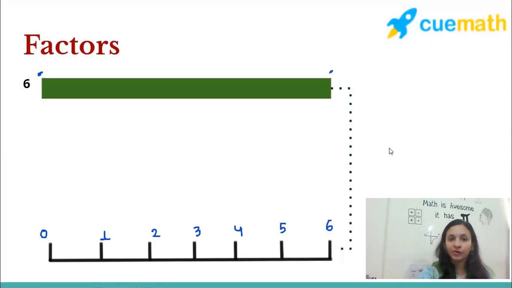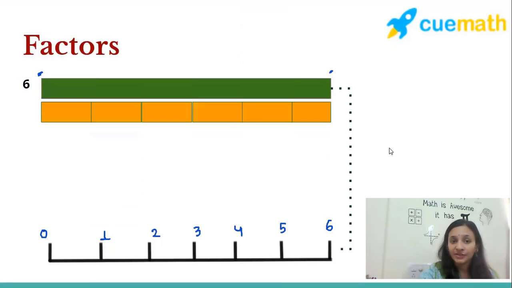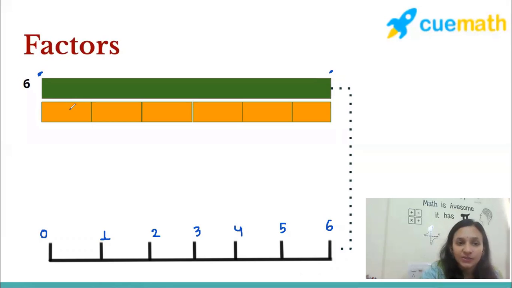Now, let's just take bricks of equal length. There are 6 bricks that you see, and they're exactly fitting the same length. If you're taking identical bricks of the same length, and there are 6 bricks exactly fitting the original length of 6, what would you understand from this? See, this is 1, this is 1, this is 1, this is 1, this is 1, and this is 1.